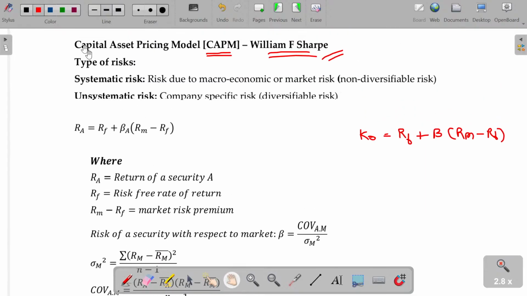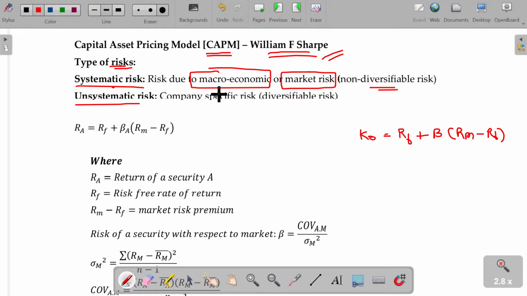Now, here, the risk can be of two types. One is systematic risk, another one is unsystematic risk. Systematic risk is due to macroeconomic and market risk, non-diversifiable. You have to face the risk. During the COVID, all faced a toughness. That is called systematic risk.